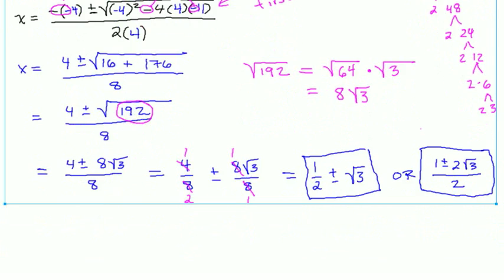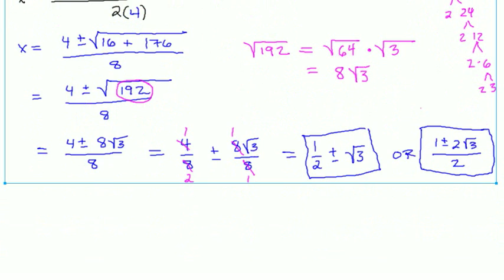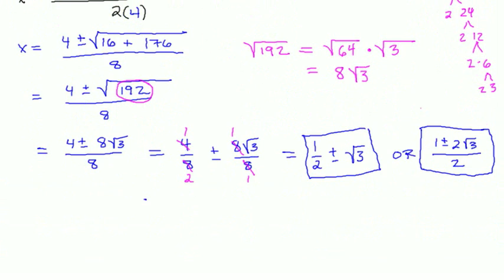As a final step, if we wanted to write this in roster notation, if my math lab were asking us, for example, for comma-separated values, we would have to break apart that plus or minus symbol and make it into two separate answers that look like this.